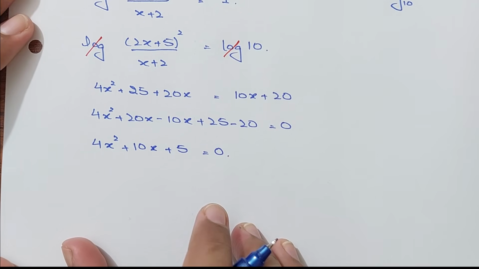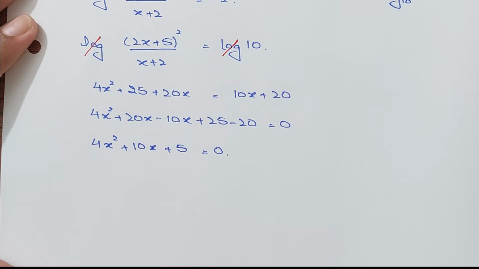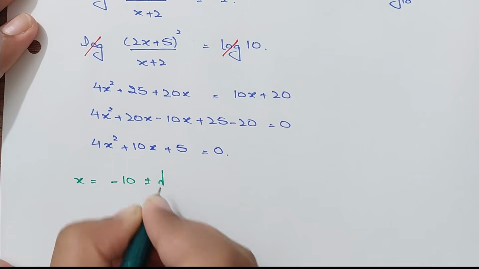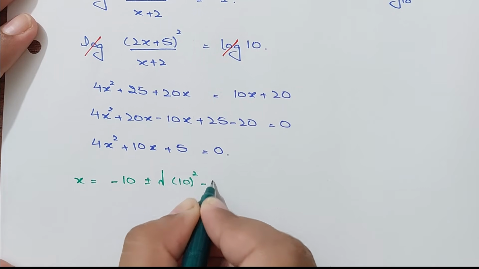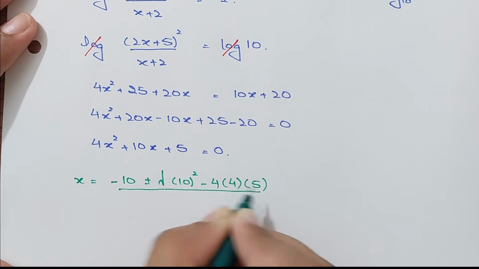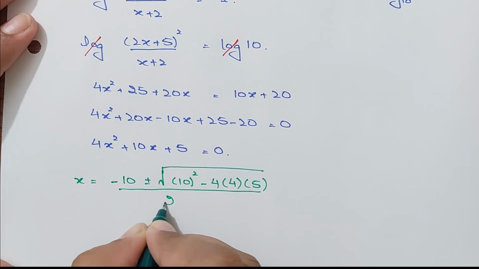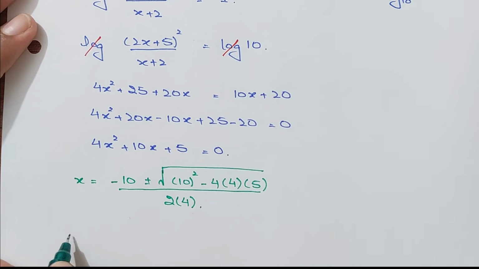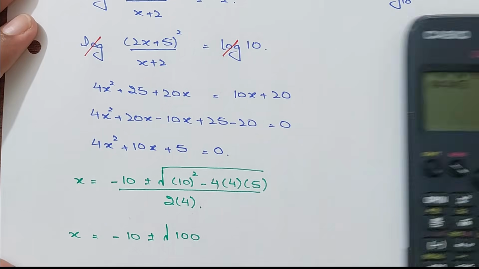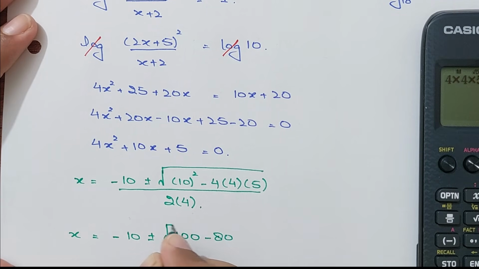Let me solve the quadratic equation by using the quadratic formula. So x would be equal to negative 10 plus or minus the square root of 10 squared minus 4 times 4 times 5, divided by 2 times 4. Further simplification: x equals minus 10 plus or minus the square root of 100 minus 80, divided by 8.